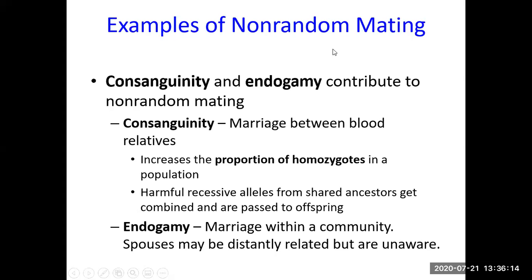Now, continuing with non-random mating, in certain cultures and certain religions, consanguinity and endogamy are also very common. People get married between very closely related cousins, and also step-brothers and step-sisters sometimes can get married in certain cultures. Consanguinity means marriage between blood relatives. Endogamy means marriage within a community, but the spouses may be unaware that they are related to each other. Genetically this is not preferred. Genetically this is not favored.